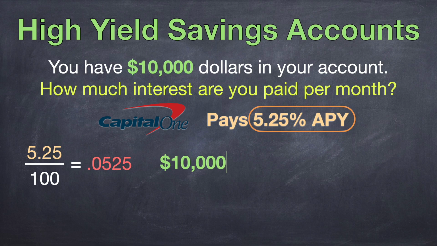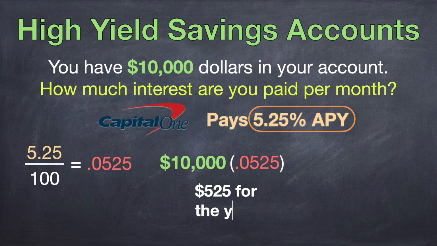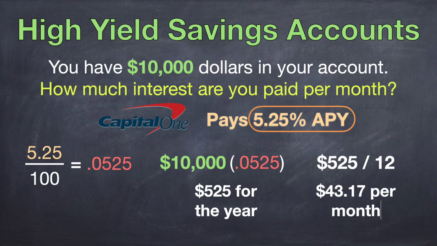And now we're going to take the money in our account and multiply it by that multiplier. And this time, 10,000 times 0.0525 is going to give us 525. So we made $525 for the year. Let's divide that by 12 to get it per month. So we made $43.75 per month from this account with this interest rate with $10,000 in it.